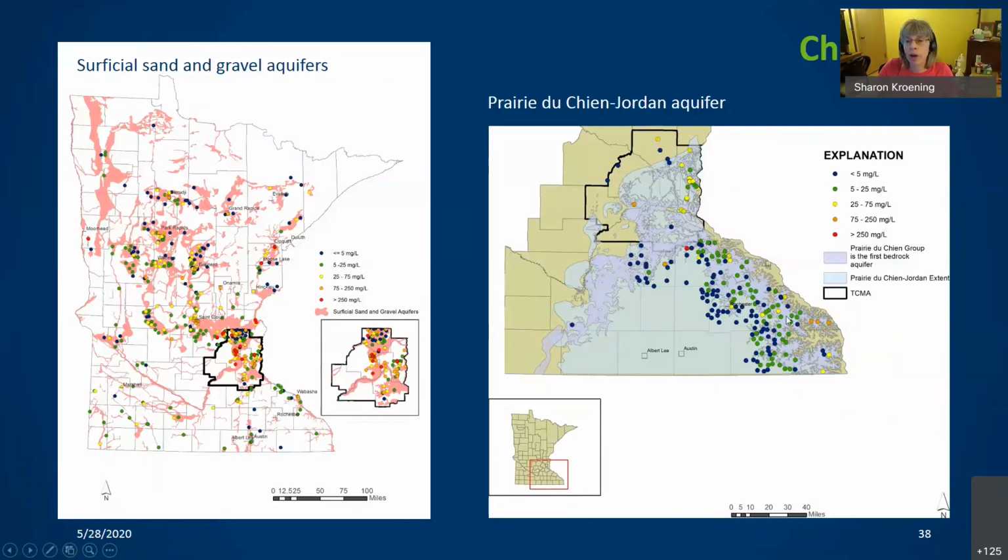But I wanted to point out that the green dots with the higher concentrations tend to occur in this light purplish area, and that's called the Prairie du Chien Plateau. In this part of the state, the Prairie du Chien is the first bedrock aquifer, and there's likely higher concentrations here because this is a part of the aquifer where rainwater recharges it. And with this recharge, any chloride contamination at the land surface can be readily leached into the Prairie du Chien at this point.